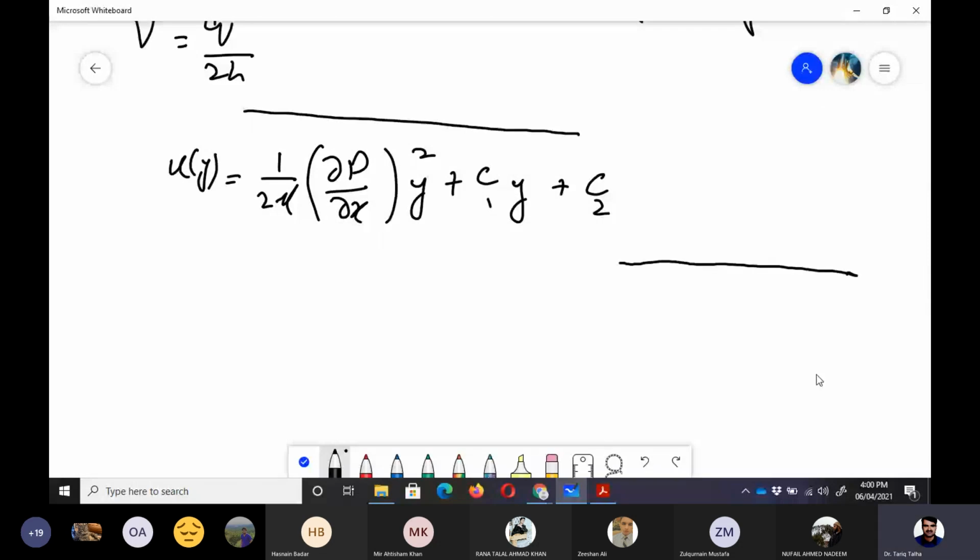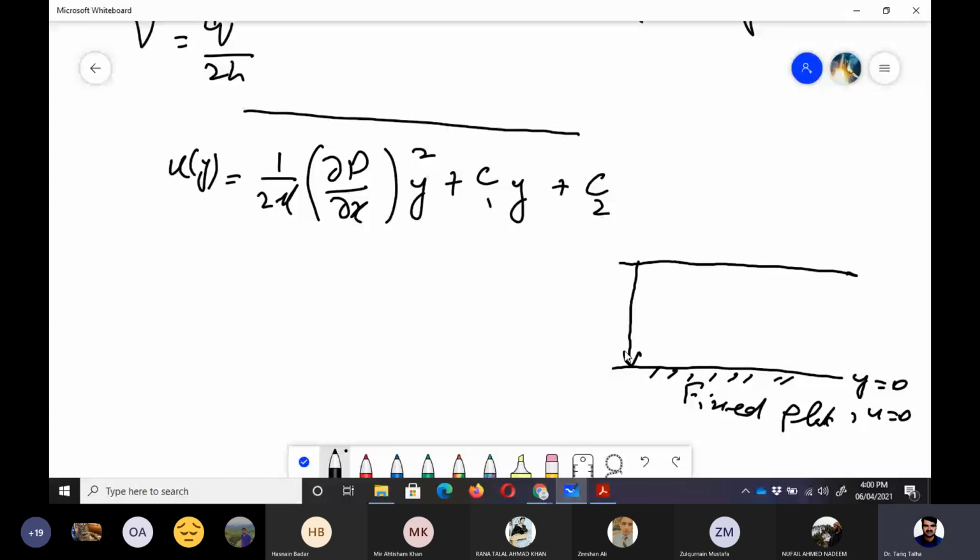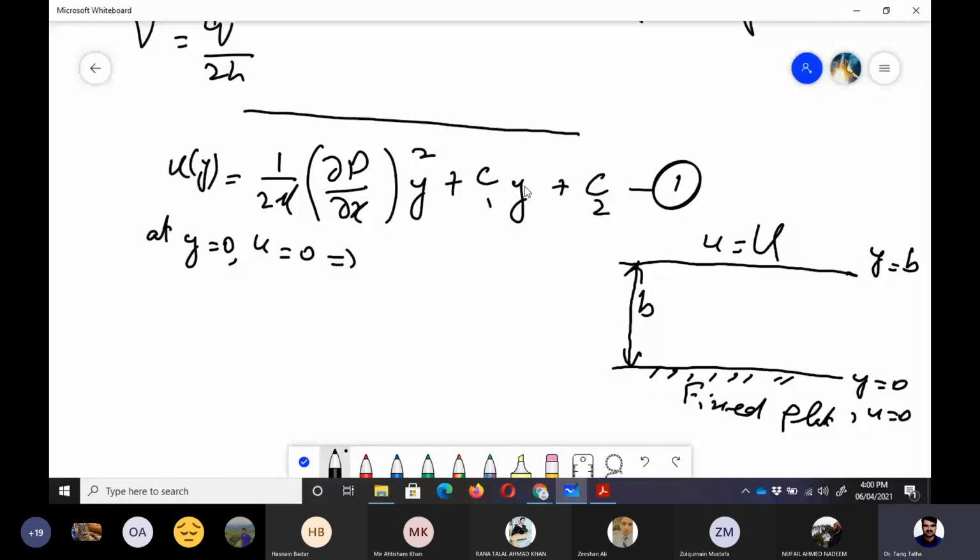Here, this is y is equal to 0, so u is equal to 0. This is the fixed plate. Now this distance is b, and here u is capital U at y is equal to b. So first of all, we put at y is equal to 0, u is equal to 0. If we put it in this equation number 1, we can see that this term is 0 because y is being multiplied. This term is also 0 because y square is here, and u of y is 0. So we can write c2 is equal to 0.